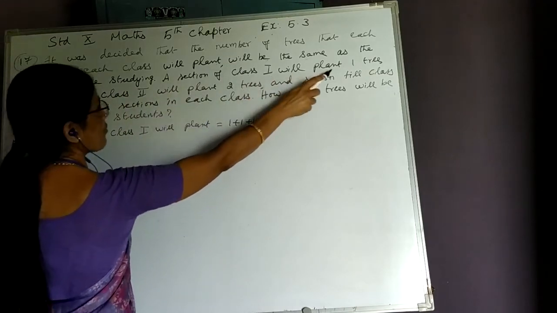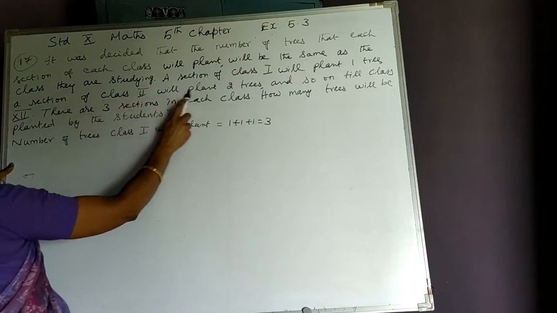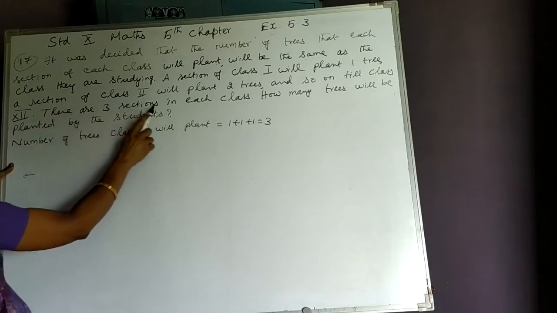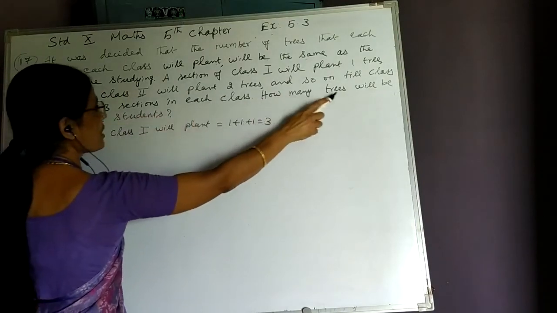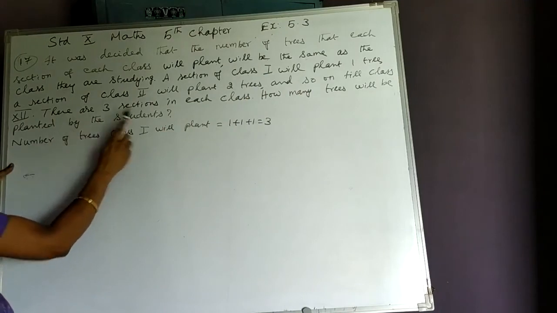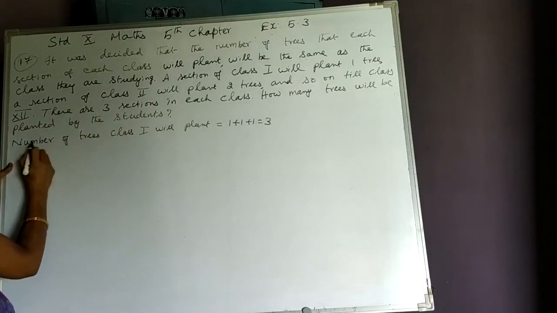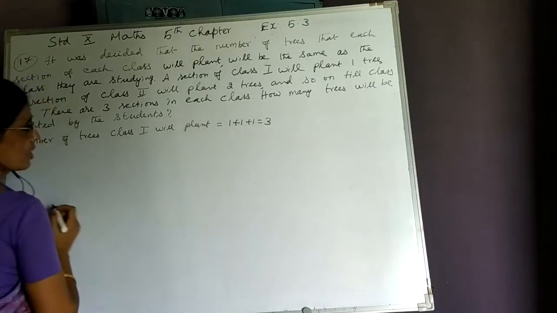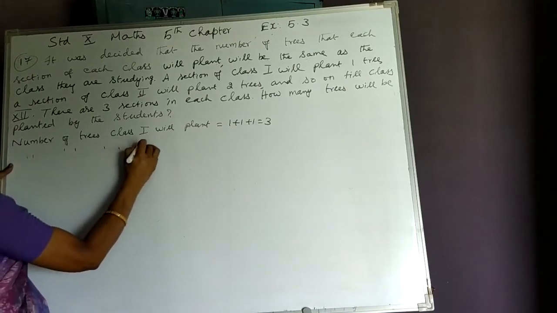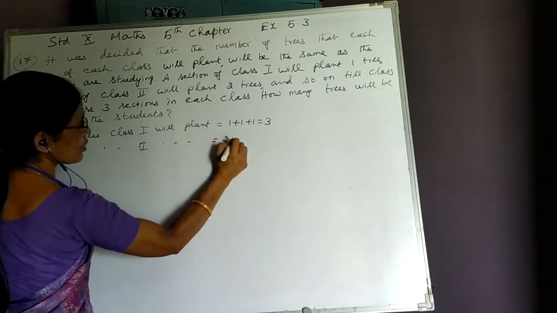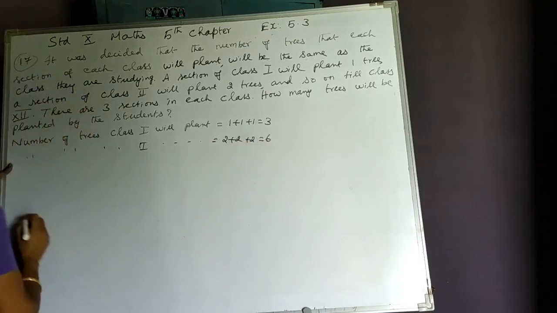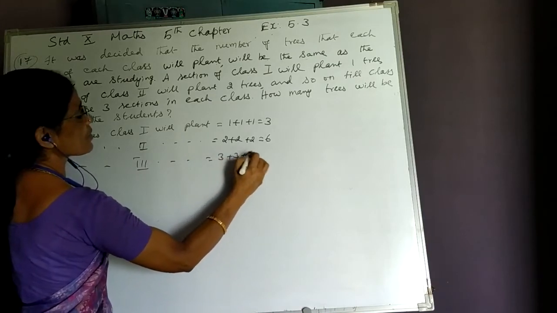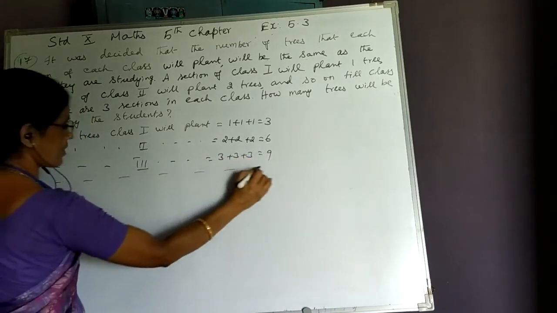A section of class 1 will plant 1 tree. A section of class 2 will plant 2 trees and so on till class 12. There are 3 sections in each class. How many trees will be planted by the students? So I have written the first line. Number of trees class 1 will plant is equal to 1 plus 1 plus 1 is equal to 3. Number of trees class 2 will plant is equal to 2 plus 2 plus 2, which is equal to 6. Number of trees third standard will plant is 3 plus 3 plus 3, which is equal to 9. Like that the series goes.